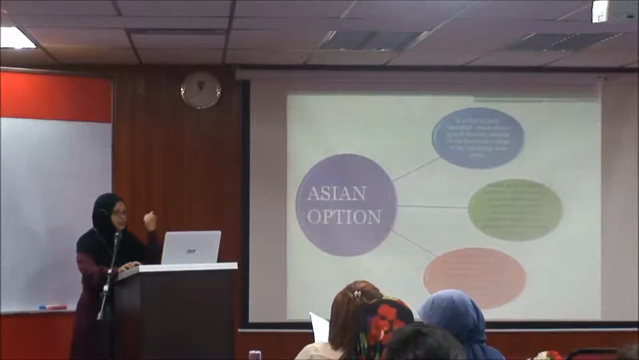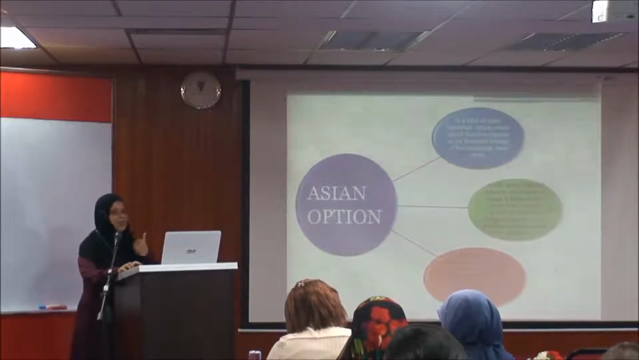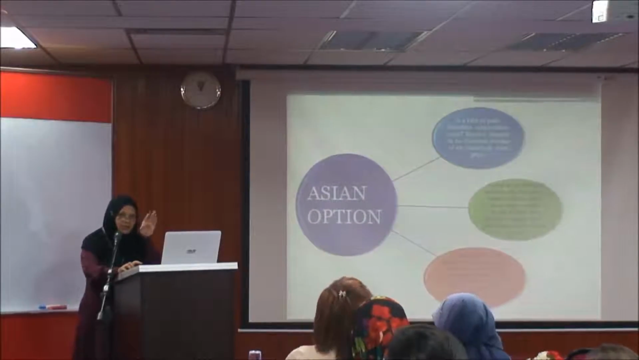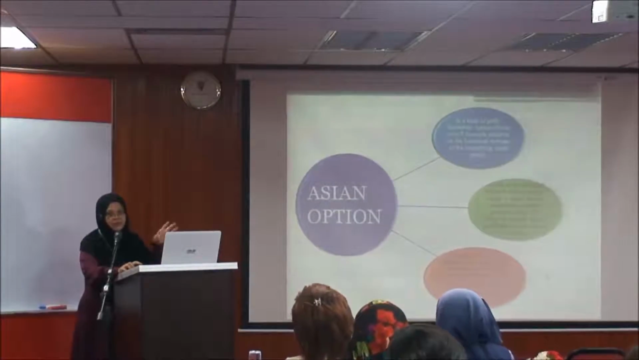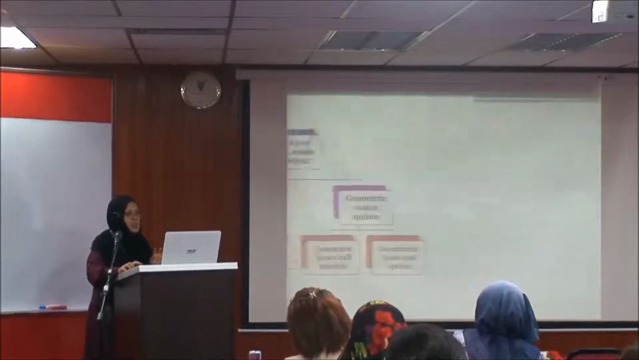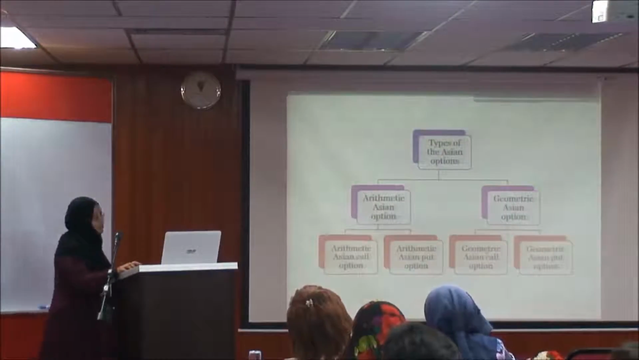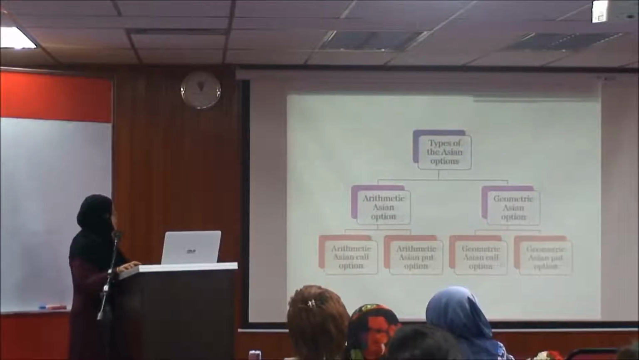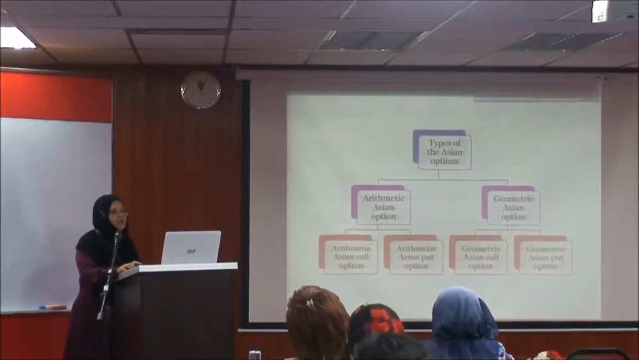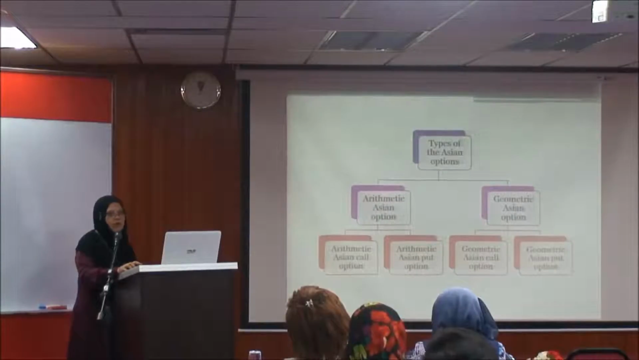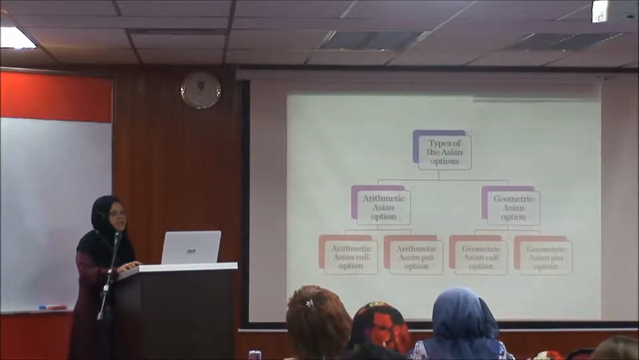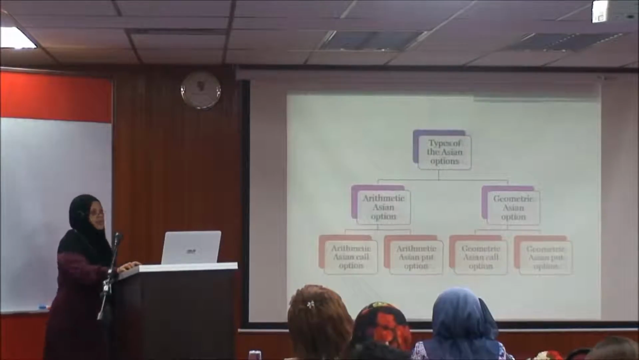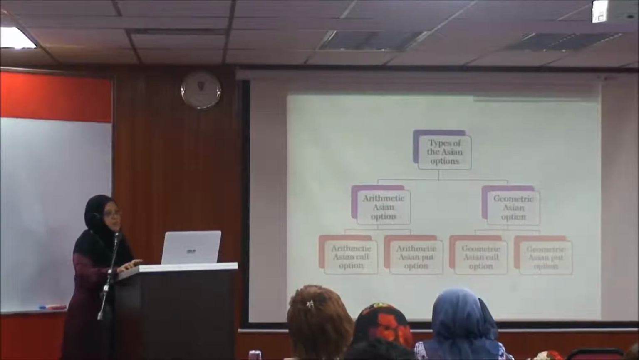I'm not going to read this one. You have the notes. Bear in mind that there's a typo in some of the notes, and I've already corrected some of it. Now this is the one that I'm telling you about: the types of the Asian option. We have the arithmetic and we have the geometric, and each one also has the call and the put option. This is to purchase. This is to sell. And so that's for the geometric.